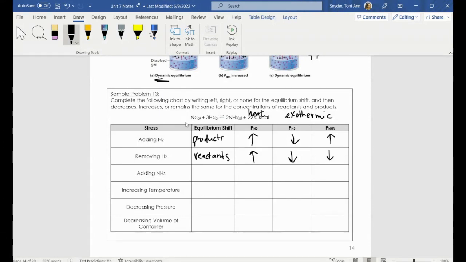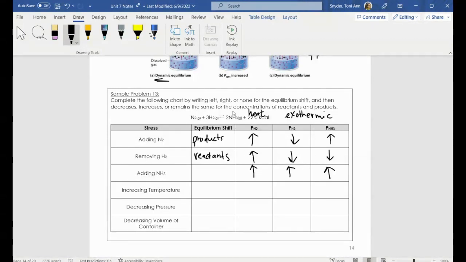Not as complicated of an explanation, but I do like to usually use that when I talk about equilibrium. In the same sense, if I'm adding ammonia, of course, my partial pressure of ammonia is going to go up. And if I add more ammonia, that's going to decompose and produce more nitrogen and hydrogen. So both of those will also increase.